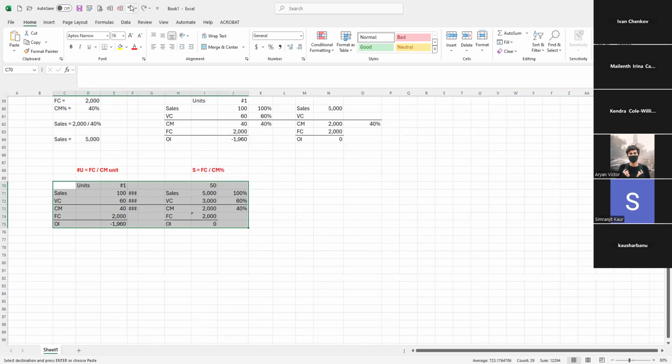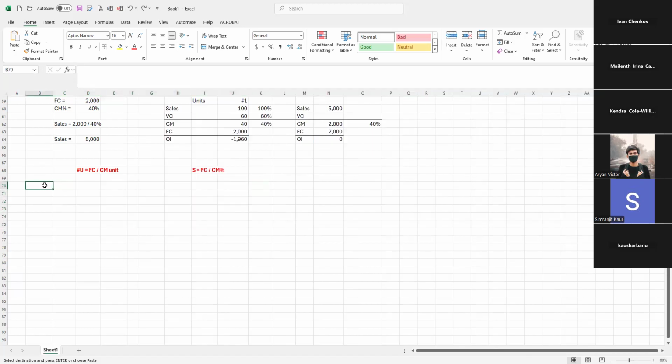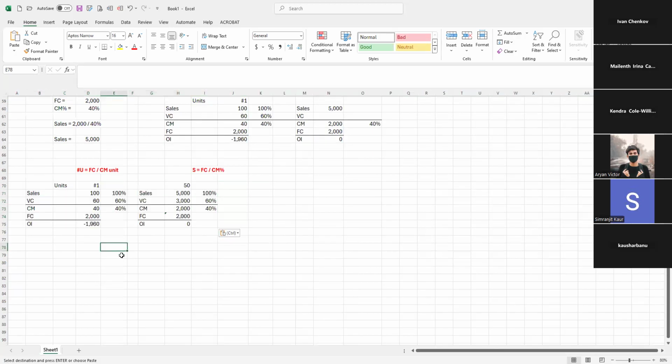We already see that if we're selling 50 units, we're going to generate $5,000 in sales, variable cost will be 3,000, contribution margin will be 2,000. The other way you can get it is 50 times 40, that's going to be 2,000, and that's going to cover my fixed cost, and my operating income is going to be zero. But sitting on the zero, that's not fun.